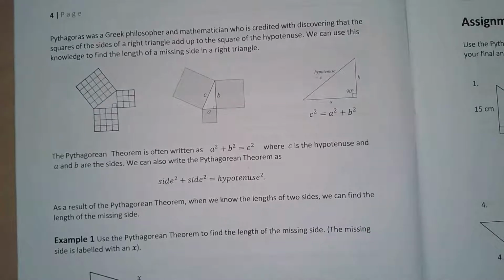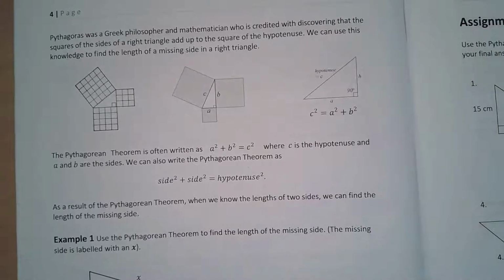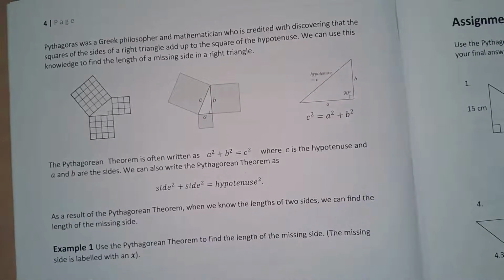Now, this whole idea of how to calculate the sides and angles of a right angle triangle came from a Greek philosopher by the name of Pythagoras, who has been given credit for discovering that the squares of the sides of a right triangle add up to the square of the hypotenuse.